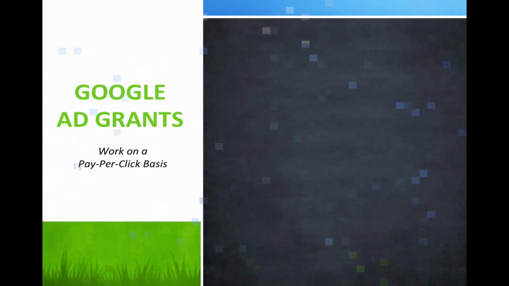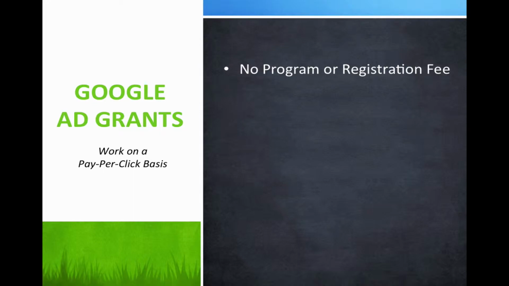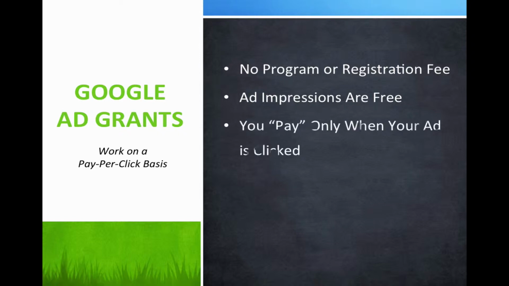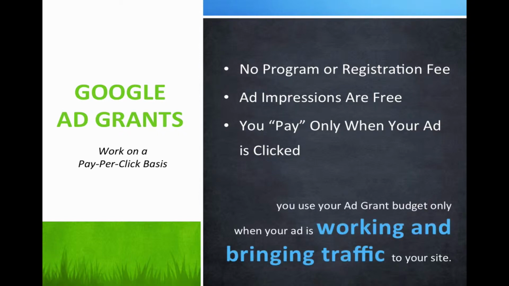So, how does this program work? Well, first of all, the key part is there's no cost. There's no program fee, there's no registration fee, there is no ongoing program or maintenance fee from Google. Second, the ad impressions are free. You can show 10 ads, 1,000 ads, 100,000 ads. If nobody clicks on them, you're not charged anything out of your grant budget. You are only charged from your grant budget when your ads are clicked. That's right, it is a pay-per-click basis program. You can use your ad grant budget as you wish, and only when your ad is working and bringing traffic to your site is your actual budget used and utilized.